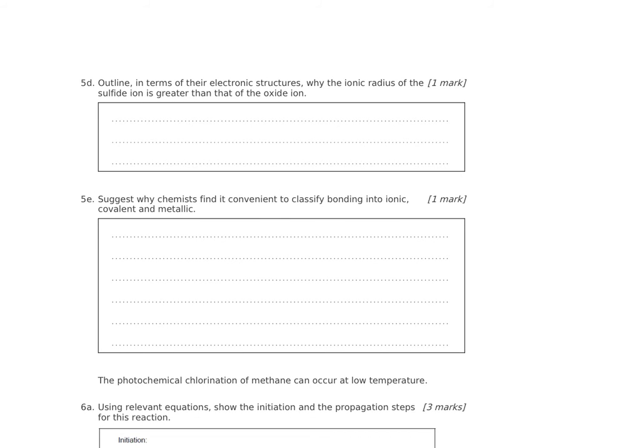5D, outline in terms of electronic structure why the ionic radius of sulfide is greater than oxide. A sulfide ion forms 2-. Normally sulfur has 16 electrons, so the ion is going to have 18 electrons. Oxide forms a 2- ion as well, so that would normally have 8 electrons, so that has 10 electrons.